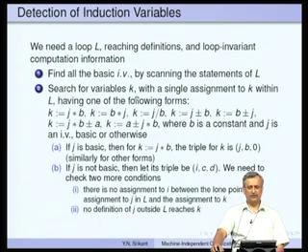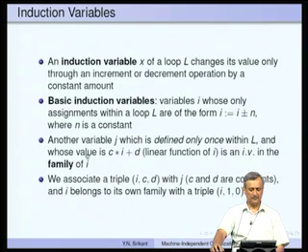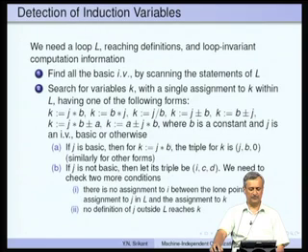Then the derived ones are not so trivial. Search for variables k with a single assignment to k. So, k should not have been assigned more than once. Remember, even in the definition of a variable in the family of I, we said j must be defined only once. So, that is what we are sticking to in this particular algorithm.